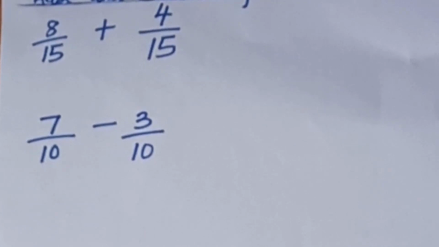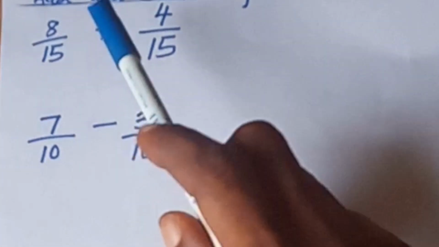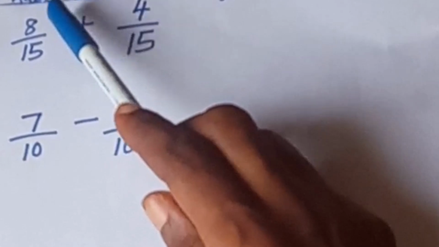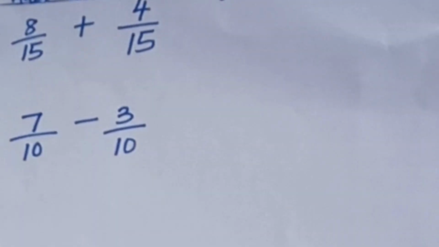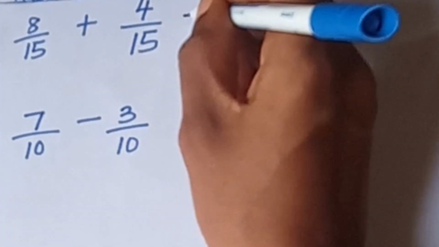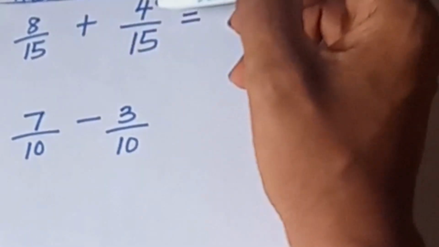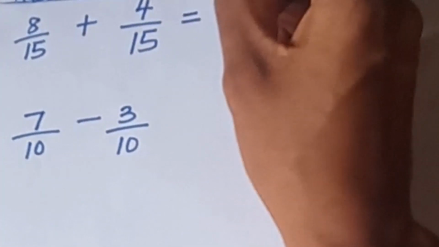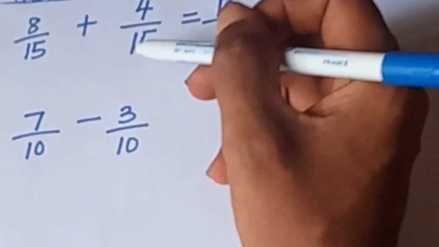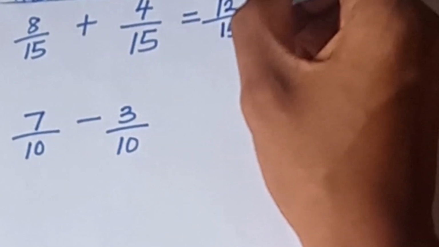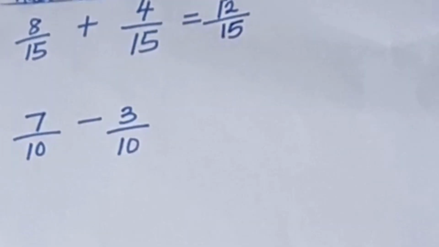We want to add up fractions that have the same denominators. So if we have two fractions, the first one is 8 over 15 and the second is 4 over 15. How do we add this kind of fraction? If you notice that the two fractions have the same denominator, all you need to do is just add up their numerators. 8 plus 4 is 12. Then the denominator is 15, so it remains 15.